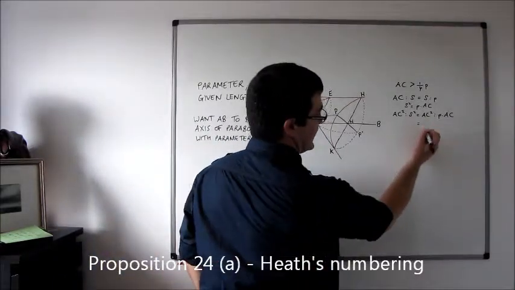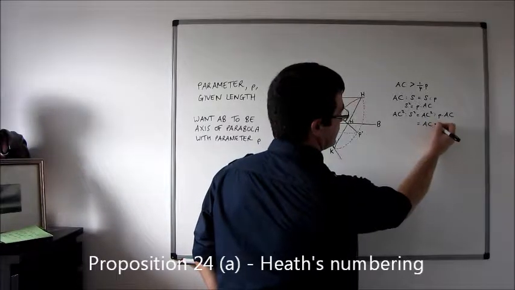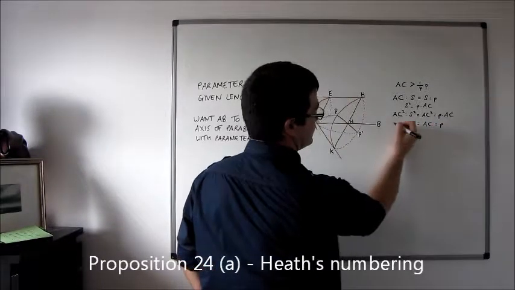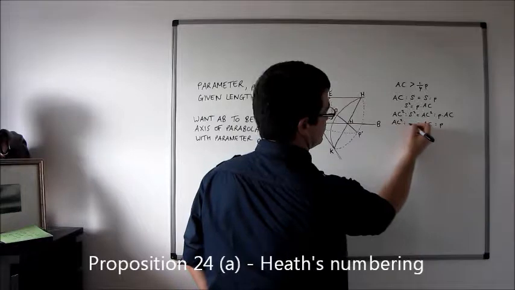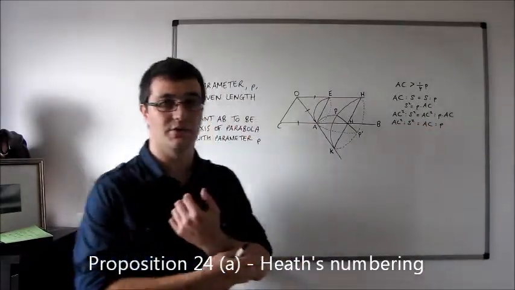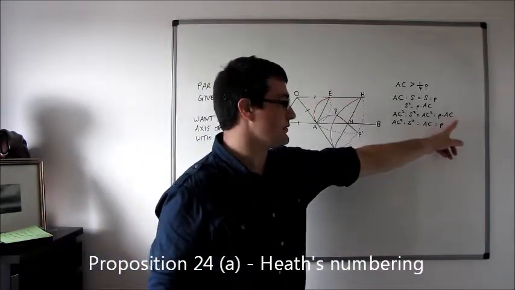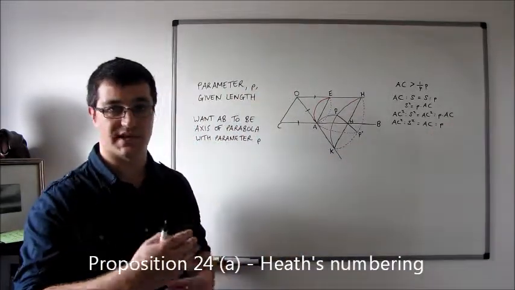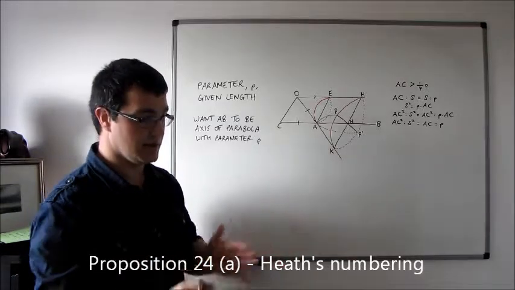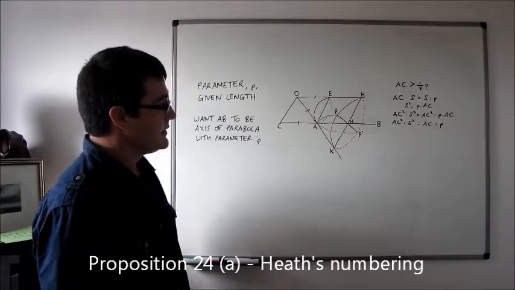And then I can effectively cancel the ACs here. And that's going to follow from, I think, Euclid, book 6, proposition 1. So something to do with parallelograms under the same height being to one another as their bases.